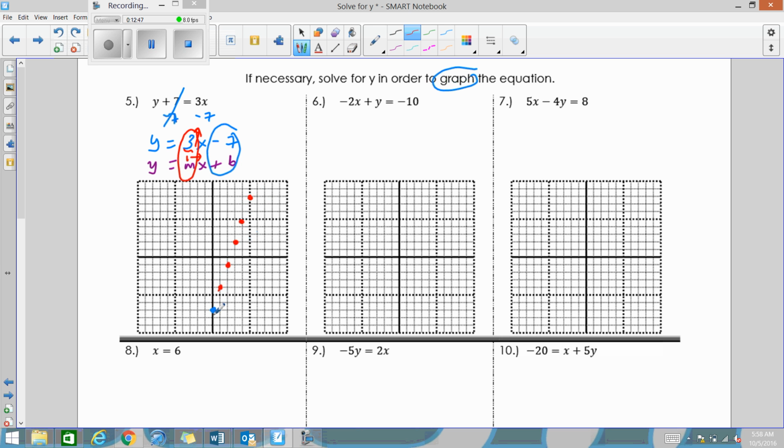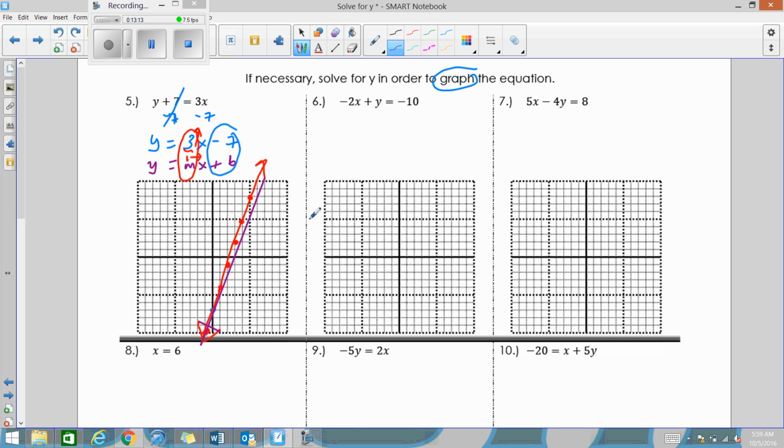Now, the line looks pretty good, but we can still fill out points on this side by going, instead of up 3 over 1, down 3, left 1. And then create your line and put your arrow. See that? So that's the whole point of today's lesson, is getting it into y equals mx plus b form. So let's try another one.